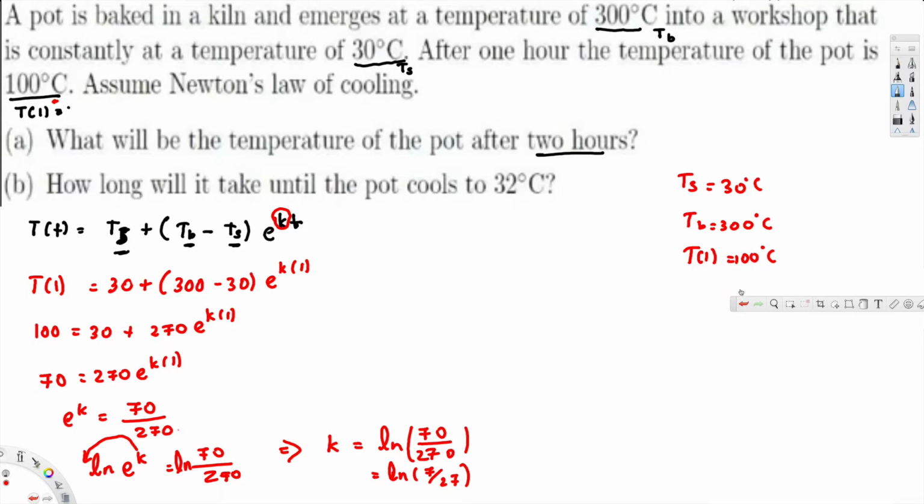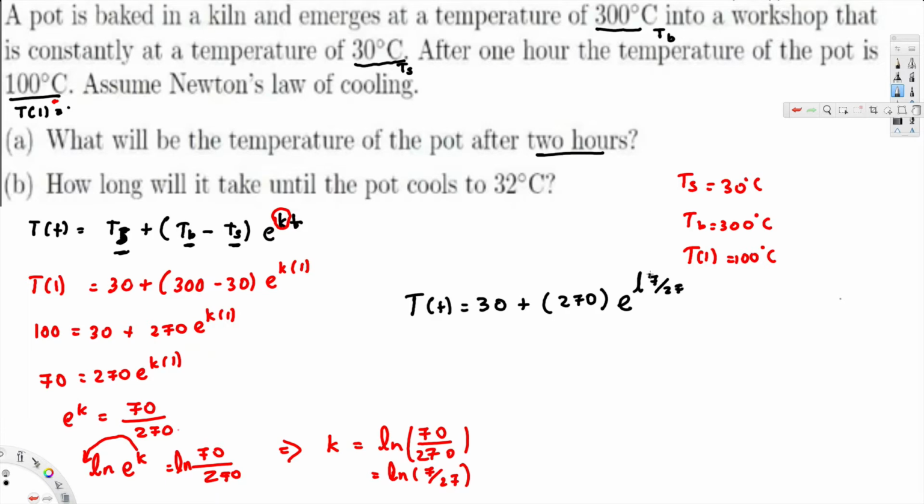Now we have a generic equation because we know all of these values except t. We can express a general equation like T of t is equal to T surrounding, which is always going to be the same, 30, plus T body minus surrounding, always the same, 300 minus 30, that's 270, times e power kt. We found out k, that is ln of 7 over 27, times t. So this is our generic equation. Now here the question is asking what will be the temperature of the pot after 2 hours. Now we just have to plug 2 instead of this t.